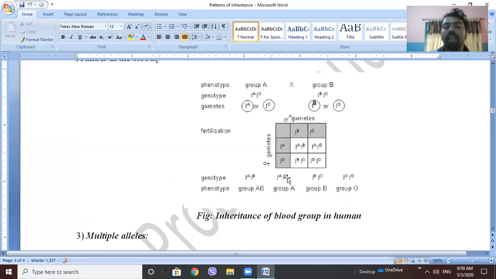So this has O allele, allele O is recessive to both A and B. So it is A. Aba again, because allele O is recessive to both alleles B and A, so again IB, IO will refer to group B, the phenotype blood group B. But if it is a recessive allele, then it will be group O.